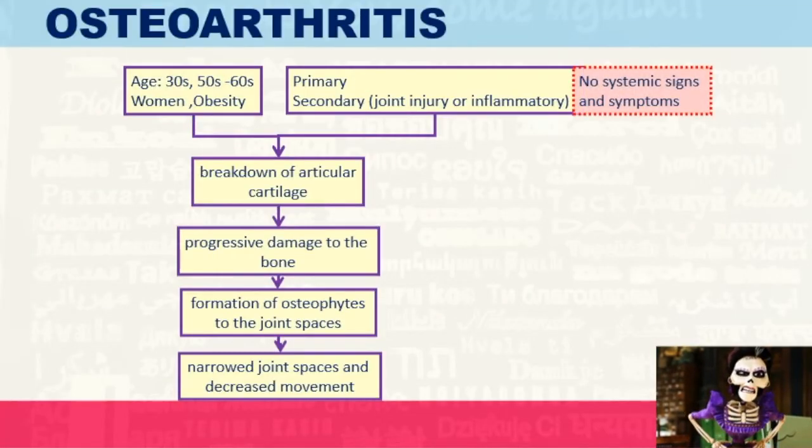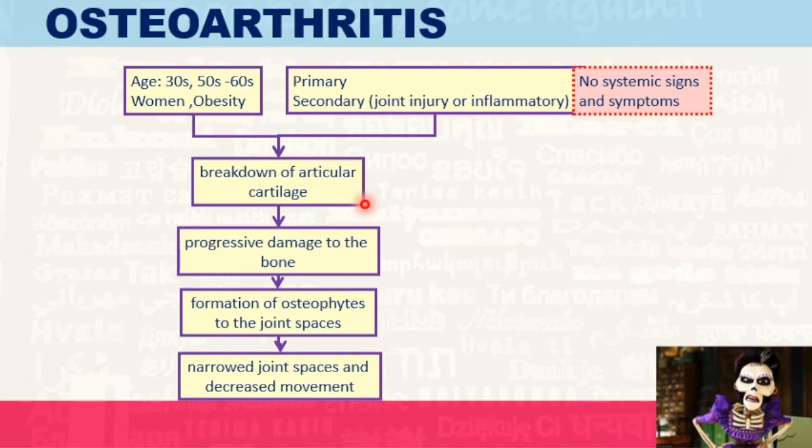Now, what is osteoarthritis in terms of pathophysiology? So the age that is commonly affected is age 30 and then 50 to 60. More common among women and obese patients. It could be primary or secondary. When I say primary, it is usually idiopathic. When I say secondary, it is related to joint injury or inflammatory processes.